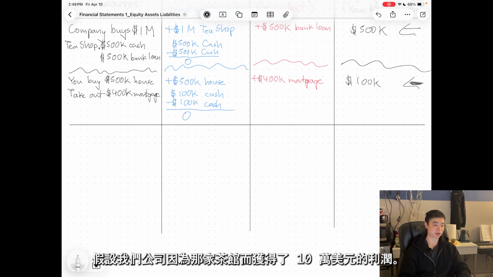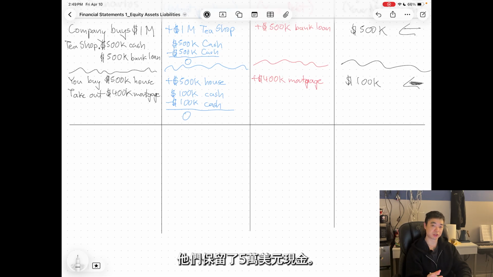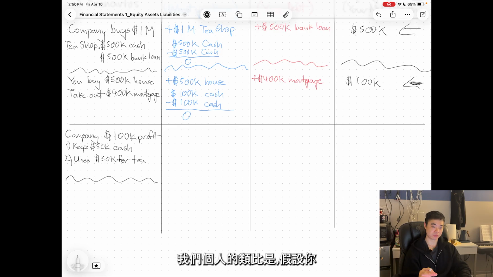Let's say our company, because of that tea shop, they make $100,000 in profit. They keep $50,000 in cash. They use $50,000 to buy tea equipment. Our personal analogy would be, let's say you earned $100,000 from your job. You're keeping $50,000 in cash, you're using $40,000 to invest in stocks, and you're using $10,000 to buy Magic the Gathering cards.